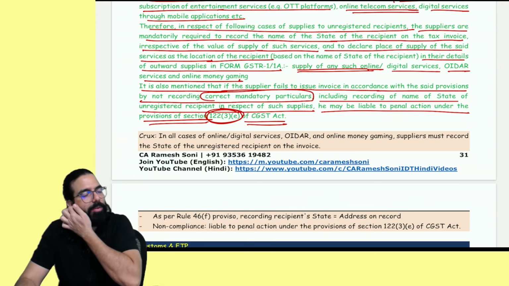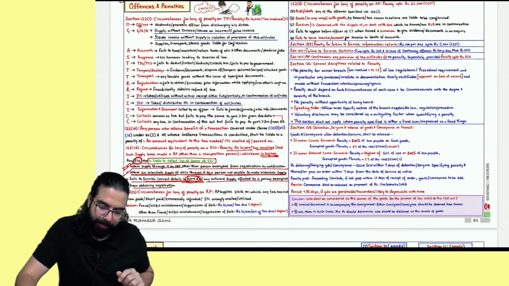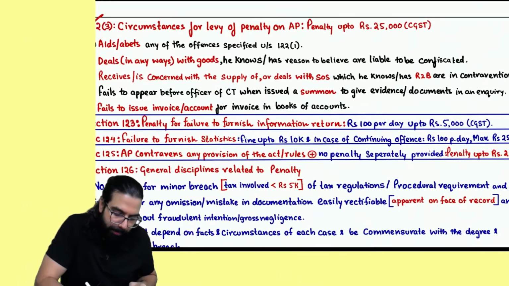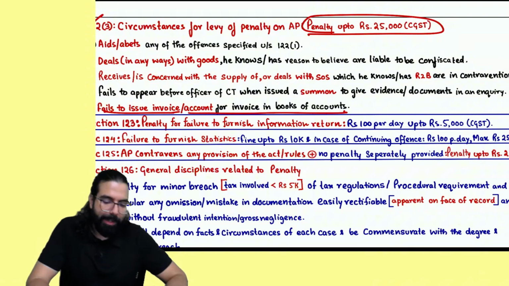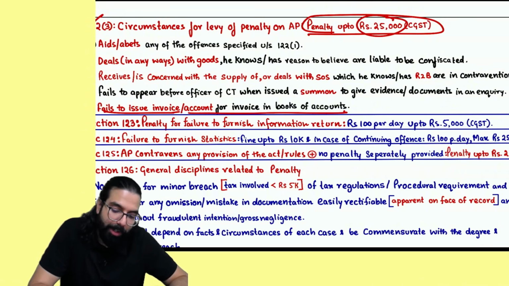Basically, what did section 122(3) go ahead and tell? Here, you fail to issue an invoice or account for the invoice, and you will be liable for a penalty up to 25,000. They are telling we'll charge you a penalty up to 25,000 rupees. Done, sir. This point is clear, and that is what they are telling.